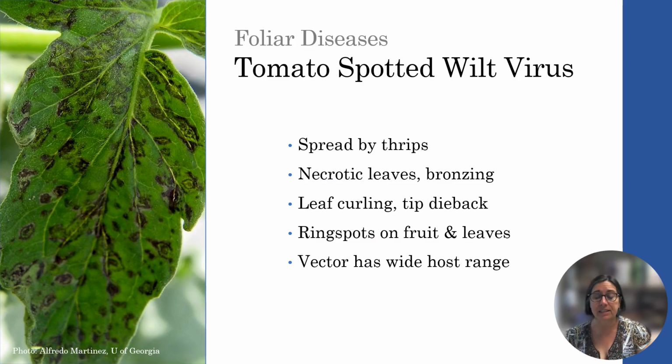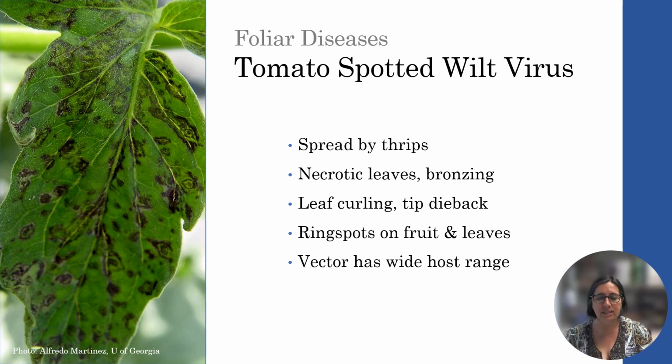Okay, and our last disease for our high tunnel priority list is tomato spotted wilt virus, TSWV. You might see it abbreviated. This is a foliar disease. This virus is spread by thrips. So thrips, of course, being an insect, this vector is going to determine what the host range is for tomato spotted wilt virus. Once infected, leaves generally become necrotic and they start bronzing and almost blighting. In older plants, leaves will curl and dieback will occur from the tip.